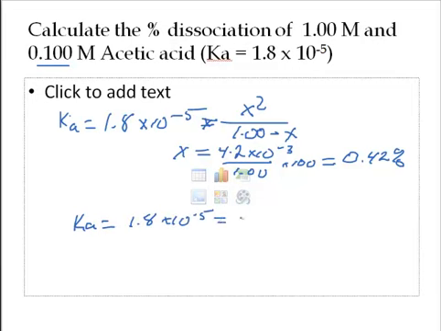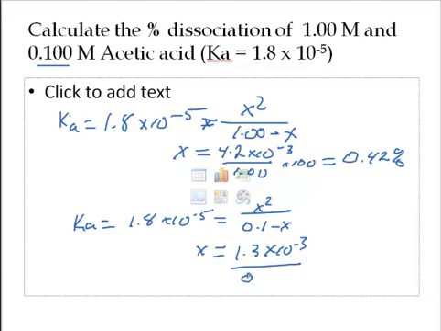Ka, 1.8 times 10 to the minus fifth, equals x squared over 0.1 minus x. The x value in that case is 1.3 times 10 to the minus third. And I divide that by 0.1 and times 100, of course, and I get 1.3%. All right. So what we're noticing here is that the percent dissociation for the lower concentration is higher; it's more dissociated than with a higher concentration.